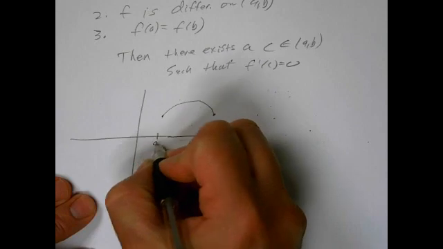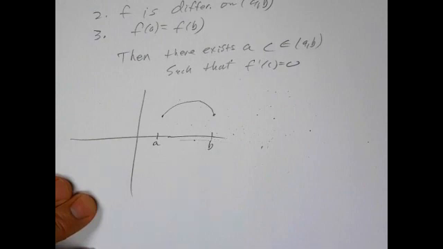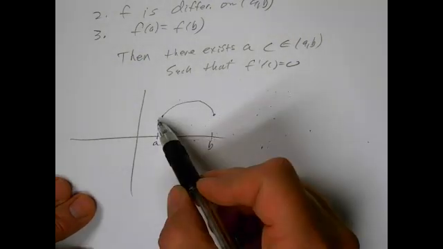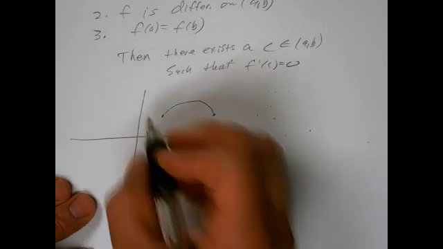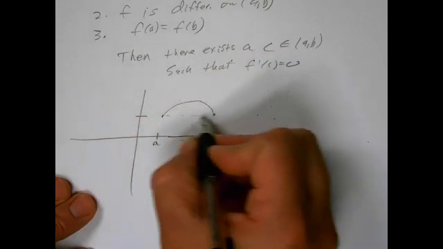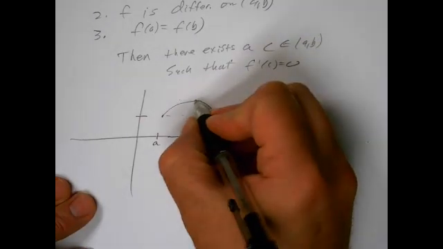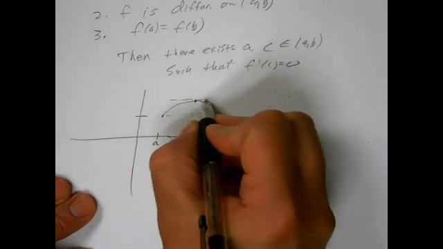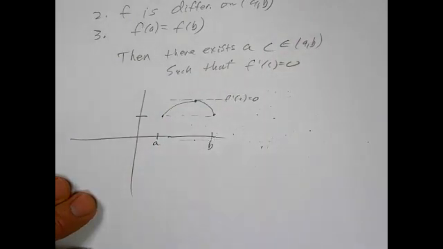For example, let's say we had a function that started at A, went up, came back down, and again, the function value is equaled out between A and B. Well then, this sketch is of a function that is continuous on the closed, differentiable on the open. F of A is equal to f of B. Then the C that they're talking about, the C at which the derivative is equal to 0, would be right here, where the function hits a maximum point.